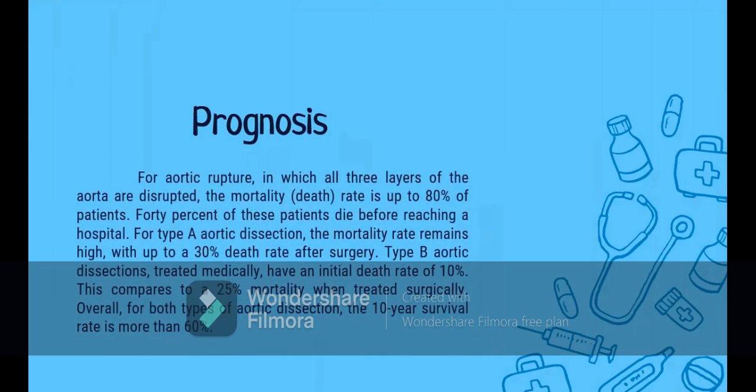For aortic rupture, in which all three layers of the aorta are disrupted, the mortality rate is up to 80% of patients. 40% of these patients die before reaching a hospital. For type A aortic dissection, the mortality rate remains high, with up to 30% death rate after surgery. Type B aortic dissections treated medically have an initial death of 10%. This compares with 25% mortality when treated surgically. Overall, for both types of aortic dissection, the 10-year survival rate is more than 60%.